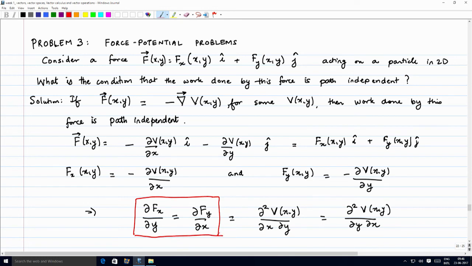The x component of the force, you take the derivative with respect to y, that should be equal to the derivative of the y component with respect to x. This is a very useful condition, and we will see an application of this in the next part of this problem.